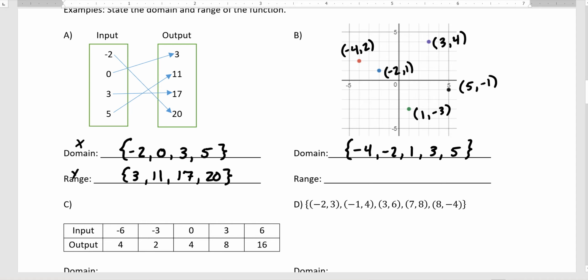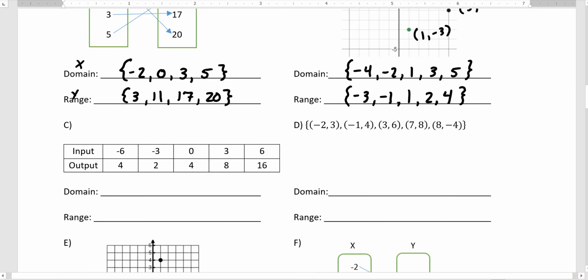Now my outputs are the y values. Whereas for domain I went left to right, for range, if I want to list from least to greatest, which I do, I'd go down to up. I'd start at the bottom and work my way up. So my range here would be -3, -1, 1, 2, and 4. And that would be my range. Now notice these are discrete because I have specific numbers, or a specific number of entries, right? They're all integers here. Domain are my x values, range are my y values.